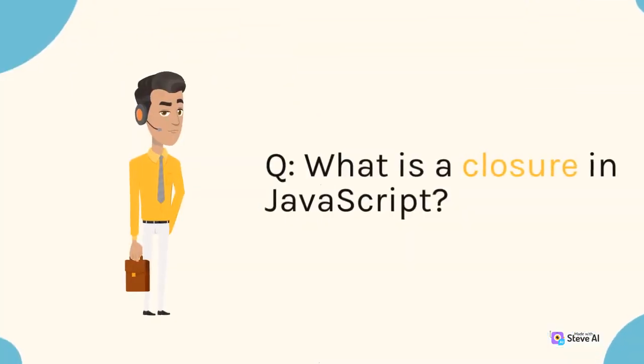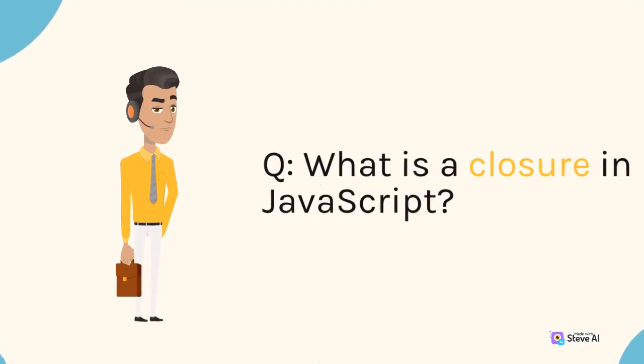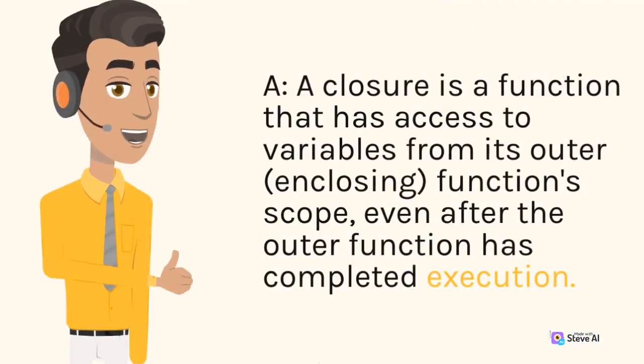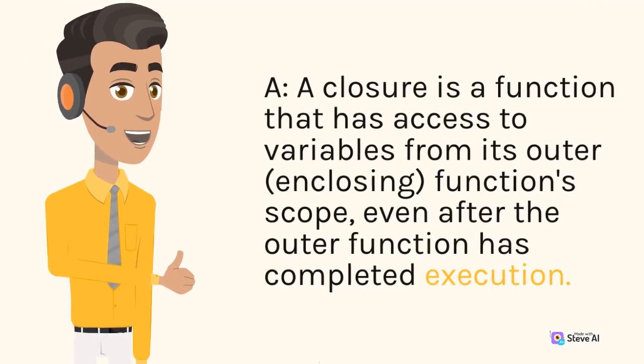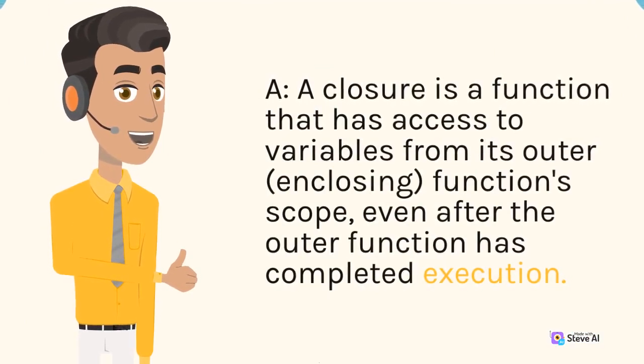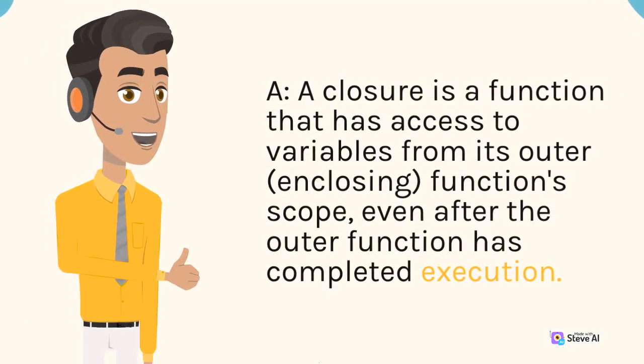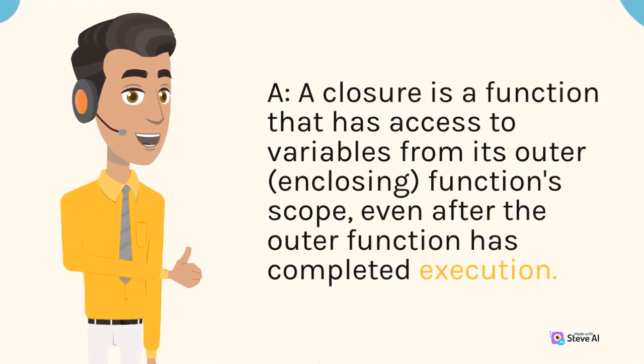Q. What is a closure in JavaScript? A. A closure is a function that has access to variables from its outer, enclosing function's scope, even after the outer function has completed execution.